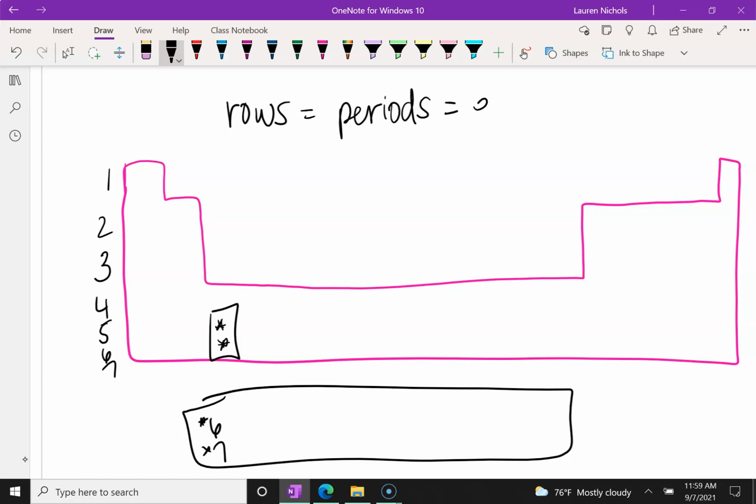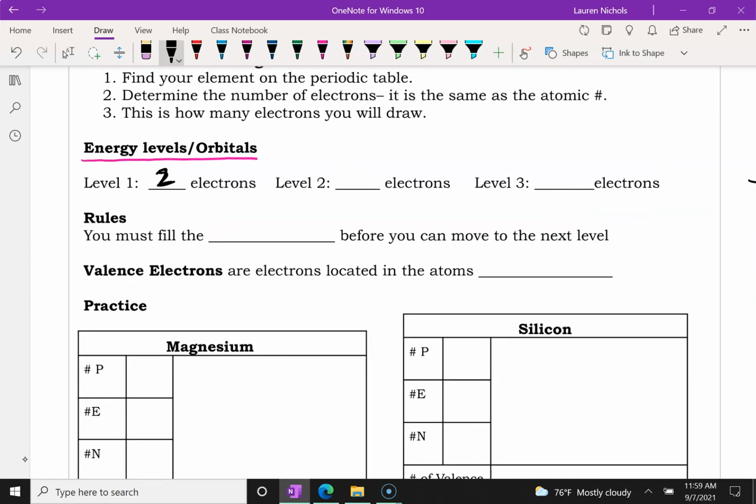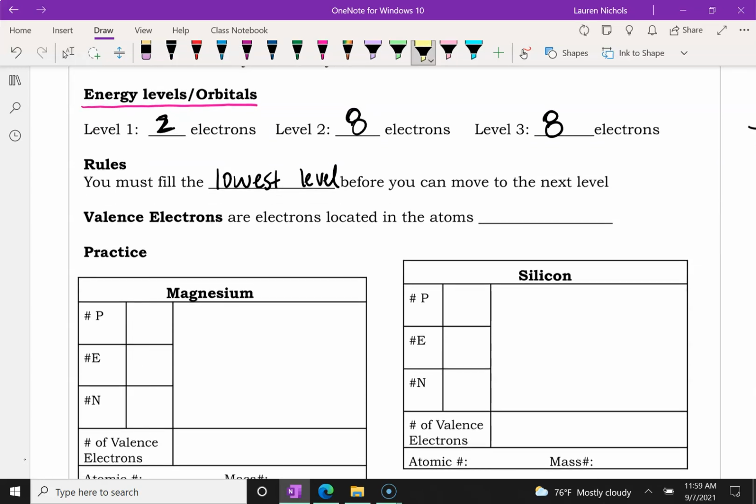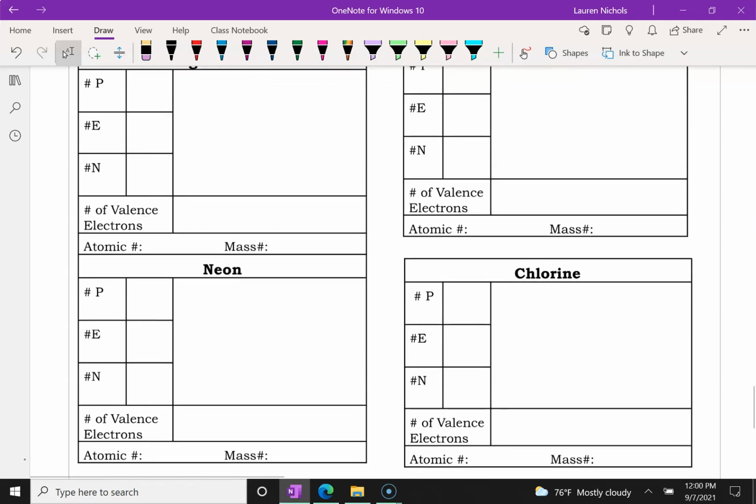And so each row is also an energy level, okay? So that means on row 1, notice that there's hydrogen and there's helium. They're just 2 elements. And that gives you a hint that on level 1, it can only hold 2 electrons. Now, level 2 and level 3, if you count, can hold up to 8, okay? And you have to fill in the lowest level first before you can move to the next level. And this is a really important vocabulary word here, valence electrons. So valence electrons are electrons located in the atom's highest energy level that's actually used, so the highest level for electrons. Now, your paper might be in a different order than mine, but you should have all 4 of these elements.